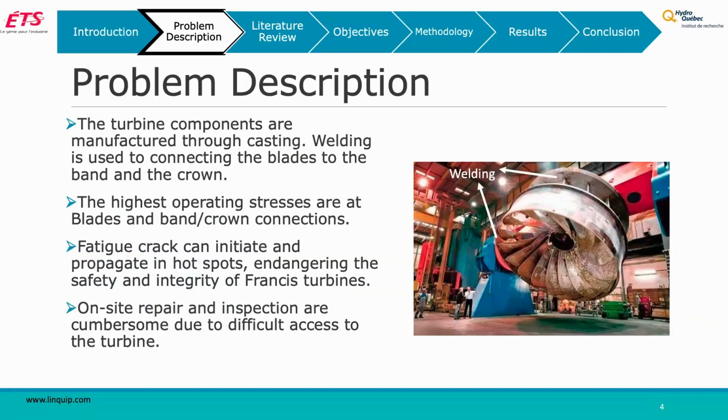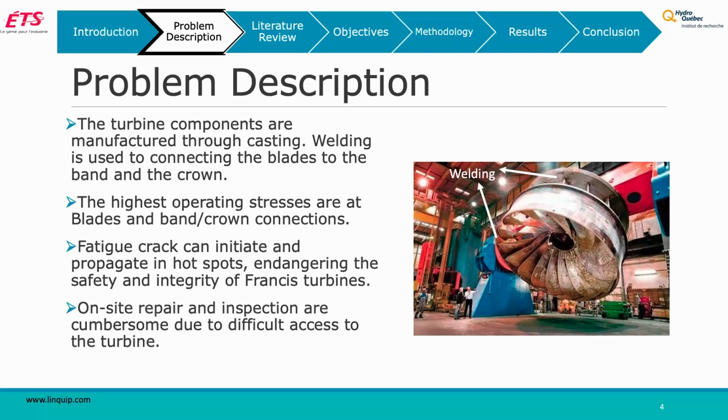But what is the problem that we have with the industry? As you can see from the photo, compared to the size of the human standing there, it's a huge component. So the only viable technique for manufacturing this is casting the parts of it, and then connecting them through welding. And when we do some finite element analysis, we see that the highest operating stresses are located at this connection where we have welding.